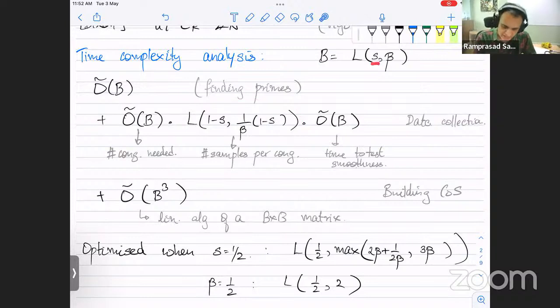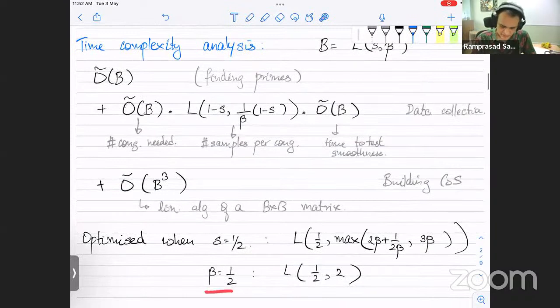But on the other hand, if S was more than half, then all of these other terms will start dominating. So the best thing to do is somehow balance the two, and you choose S equal to half. If you just stare at this, what you end up with is this. Because this is a beta, and this looks like 1 by 2 beta. So that's why you get a 2 beta plus 1 by 2 beta. And the B cube becomes a 3 beta. So that's what we have here.